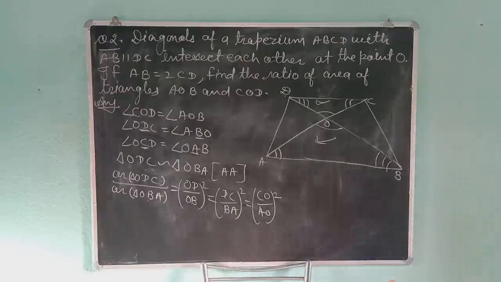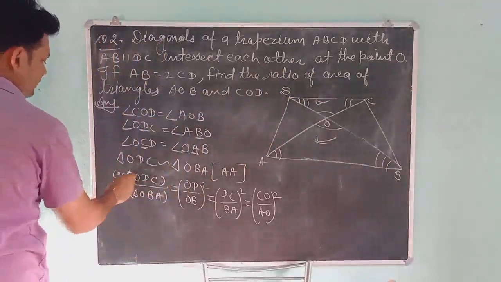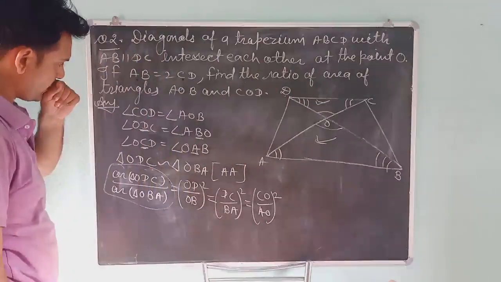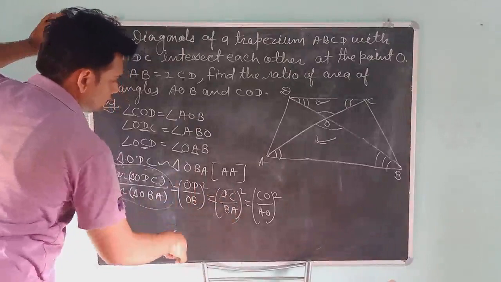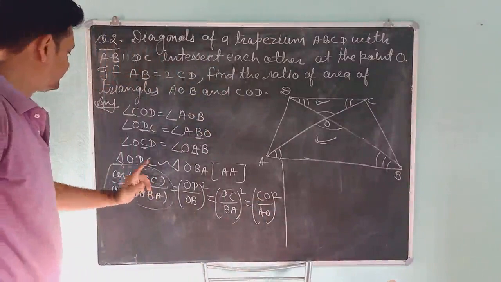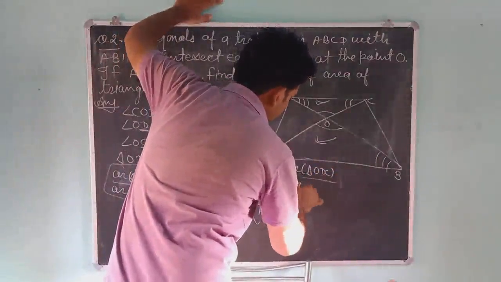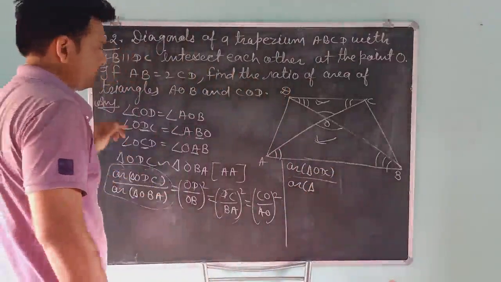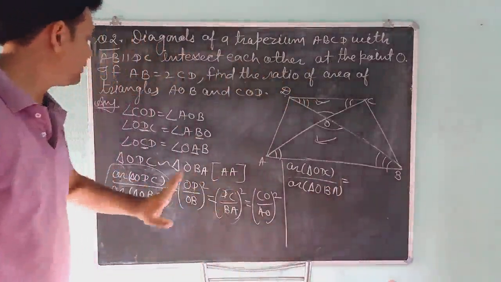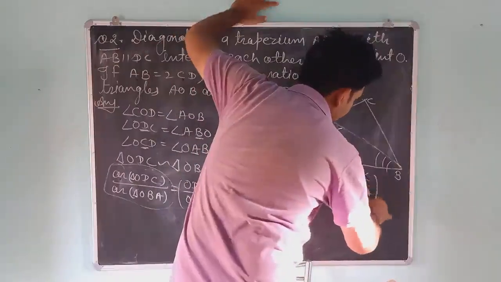Okay. We have to find the ratio of areas of the triangles, so we have to find the value of this one. And AB is equal to 2CD. Here I will take only this one. Area of triangle ODC upon area of triangle OBA is equal to DC upon BA whole square.